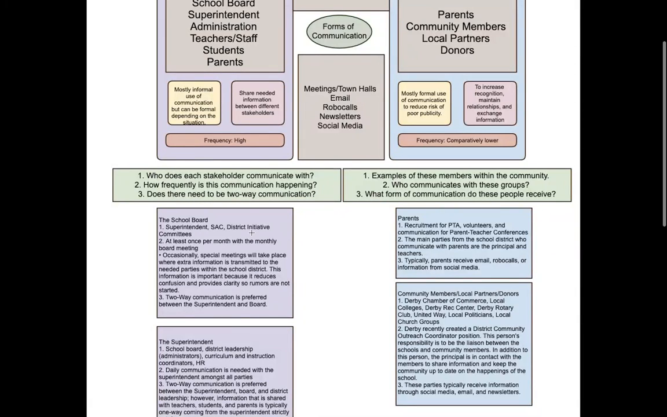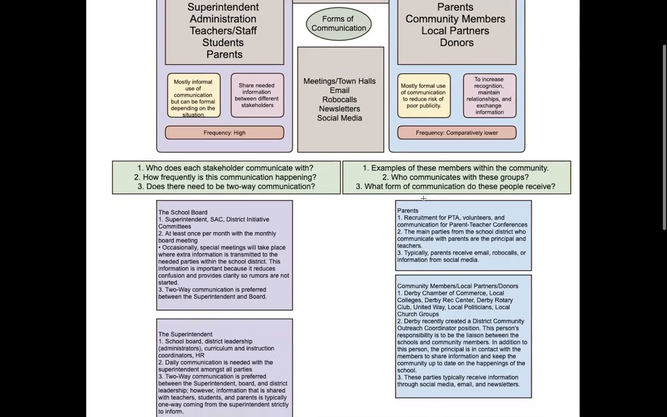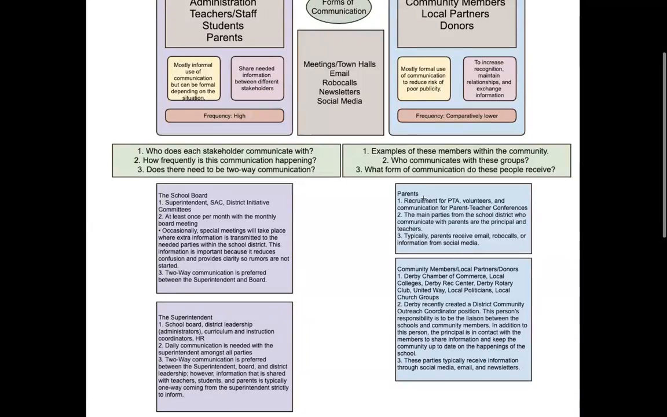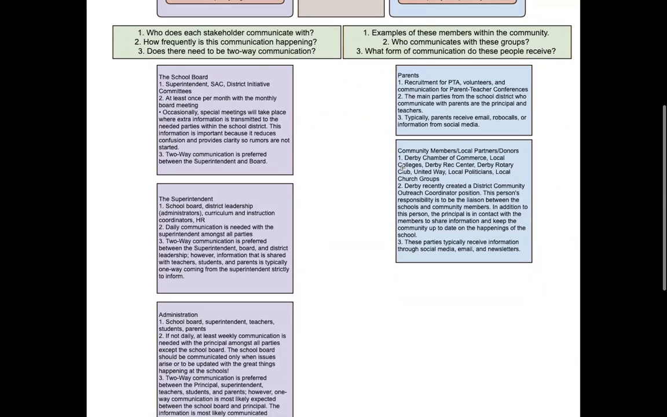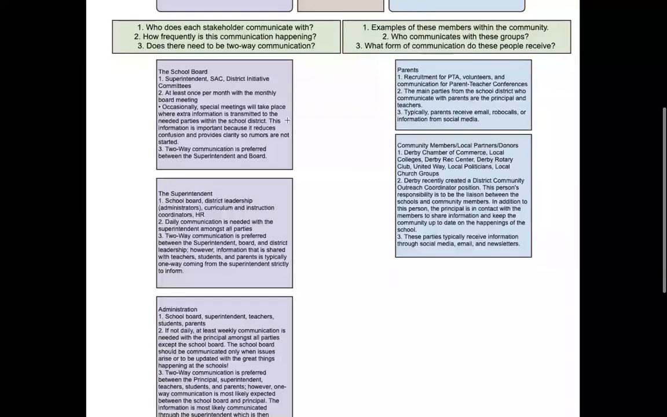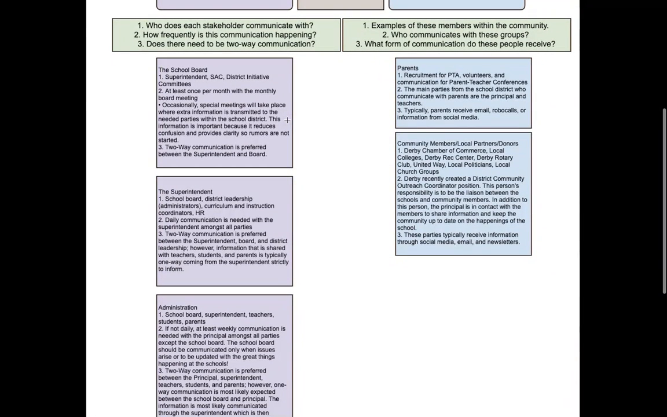That's the internal publics. For the external publics, the three questions that I came up with were: what examples of these members are there within the community? Who communicates with these groups, or who is responsible for communicating with these groups? And what form of communication do these people receive? I'm not going to go through each one of these. However, there were some things that I thought were interesting that I didn't think about until I had to analyze the internal publics and external publics.